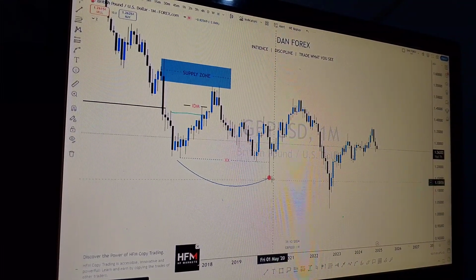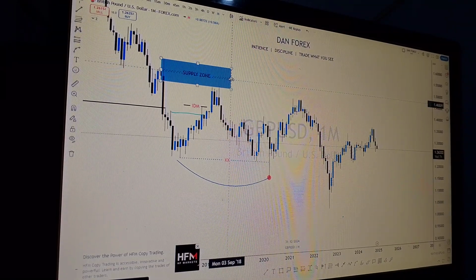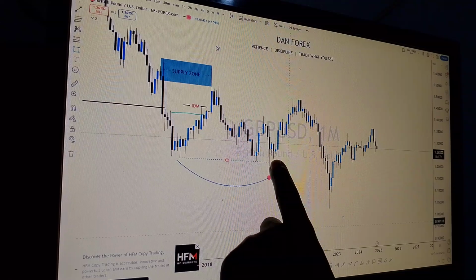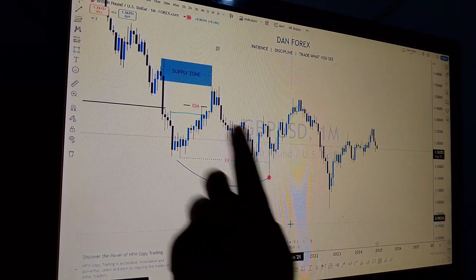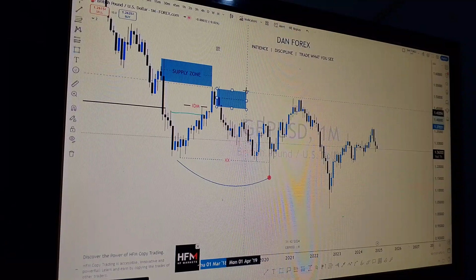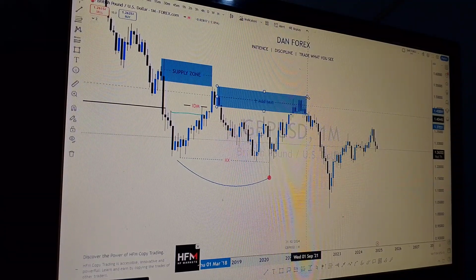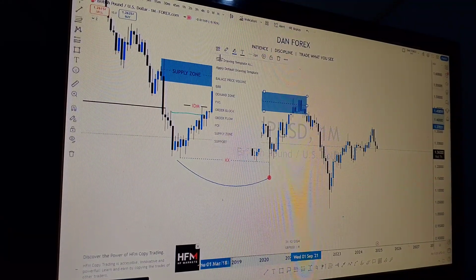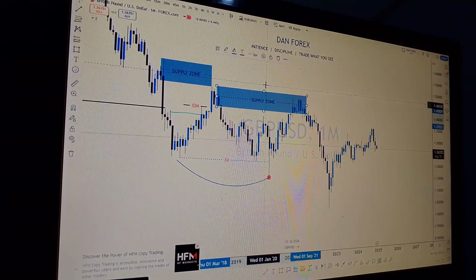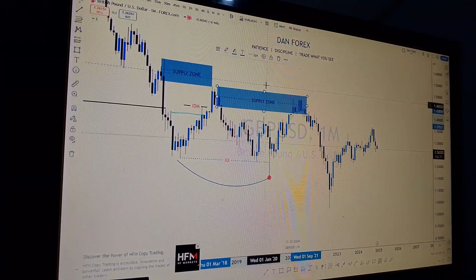So we need to mark the extreme supply zone. If the market has swept this, and this is the high, so this high becomes what? This area becomes your supply zone. When the market stops there, you expect either to sell, or if it breaks it, you can get what? A change of character. All right.